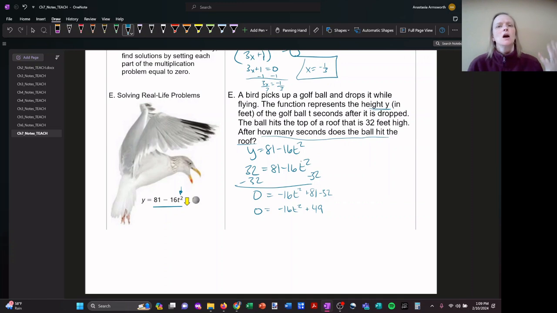Now, polynomials are much easier to factor if our lead term is positive, not negative. So I don't want to have a negative 16 out front here. I want to have a positive 16. So all I'm going to do is multiply both sides by negative 1. Multiply by negative 1, multiply times negative 1. And I get that 0 equals 16t squared minus 49. I just flip the sign on each term in parentheses by distributing the negative 1.